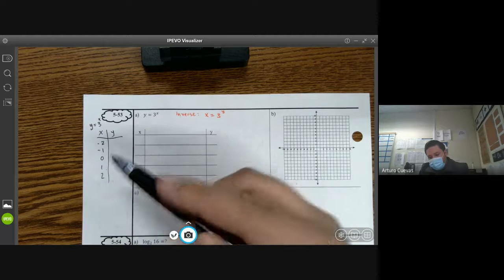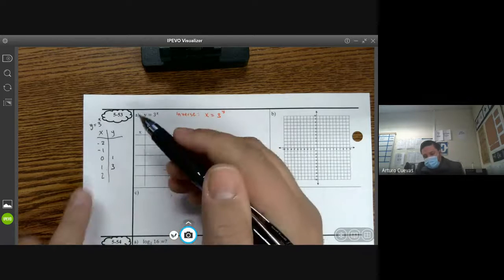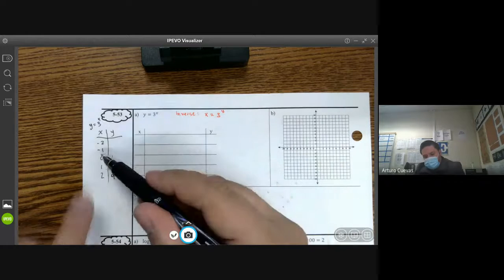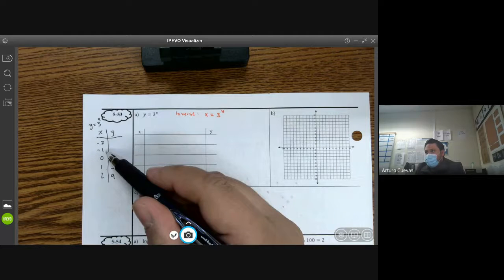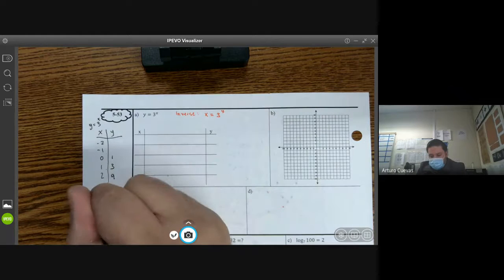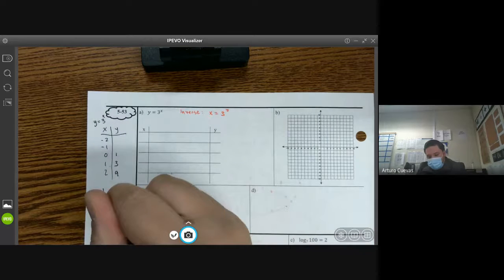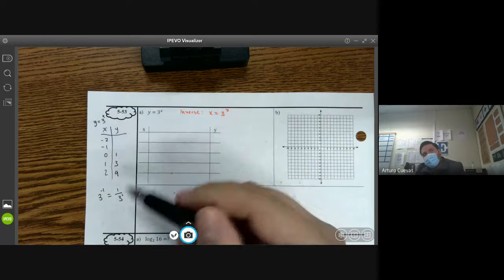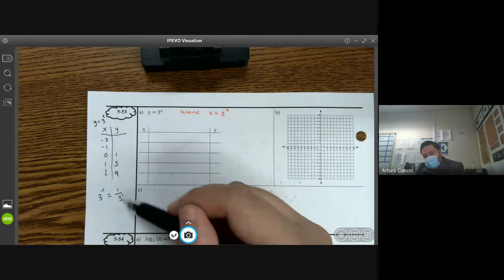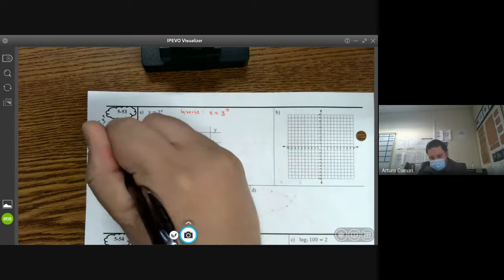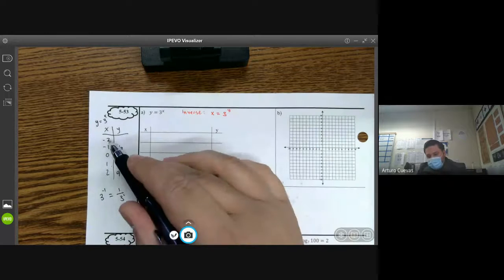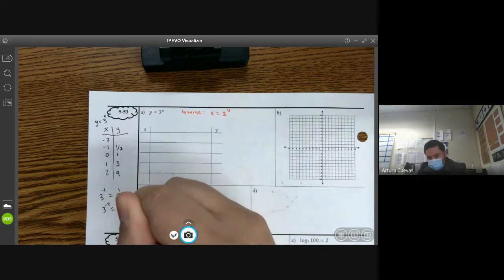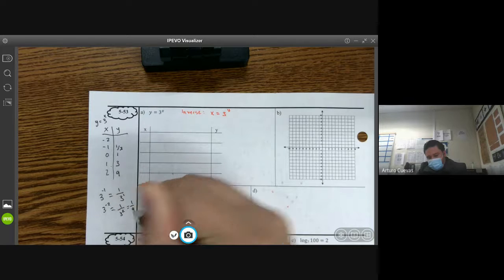3 to the first power? 3. 3 to the second power? 9. What about 3 to the -1 power? 1/3. 3 to the -1 power is equal to, you make the exponent positive and put it in the bottom and put a 1 on top, okay? 3 to the -1 power is 1/3. So this is 1/3. What do you think 3 to the -2 power is going to be? 1/9. 3 to the -2 power is going to be 1/3 squared, which is 1/9.